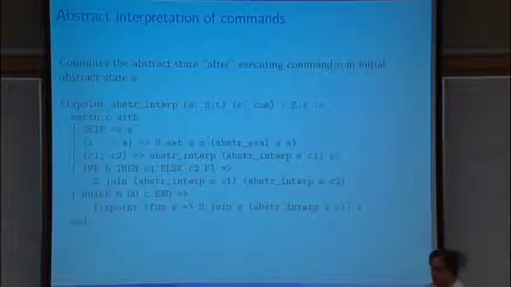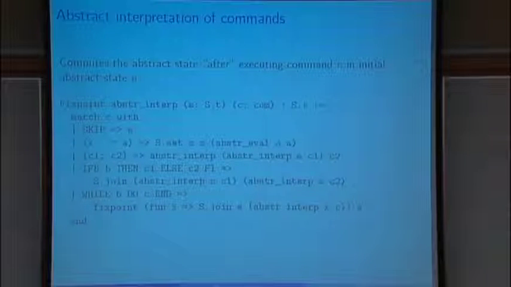And the abstract interpretation of commands is a little more interesting. So this is a function that computes the abstract state after executing command C if we start in an abstract state S. For instance, if it is skip, then the final abstract state is S. If it's an assignment, then we update the approximation of X found in S with the abstraction of the expression, the set of all possible values that this expression can take, if you want. For a sequence, we just compose the abstract interpretations of C1 and then of C2.